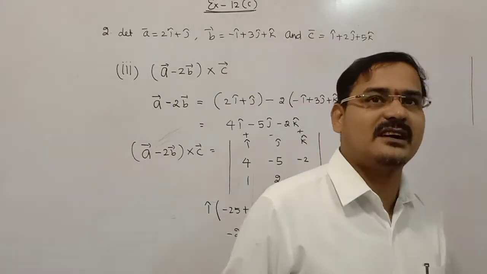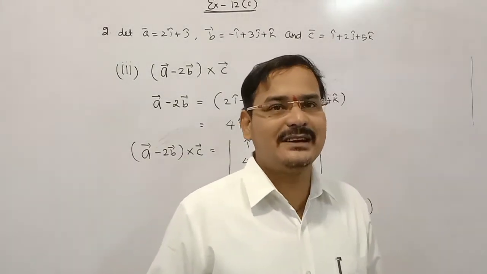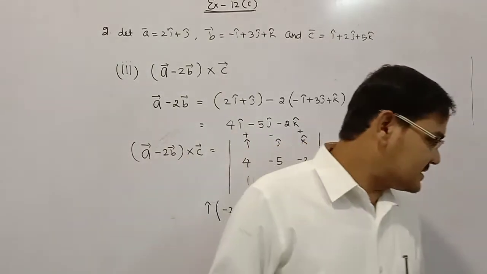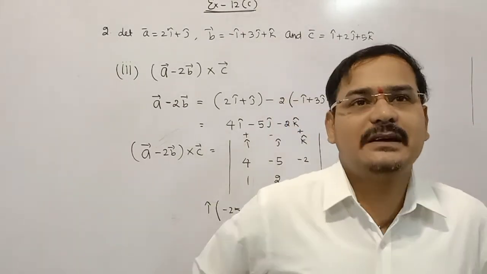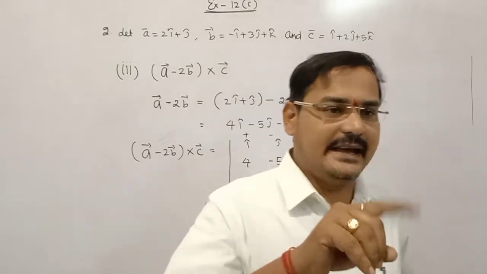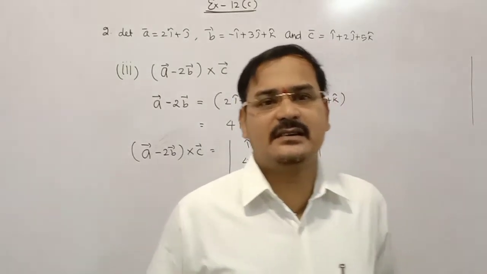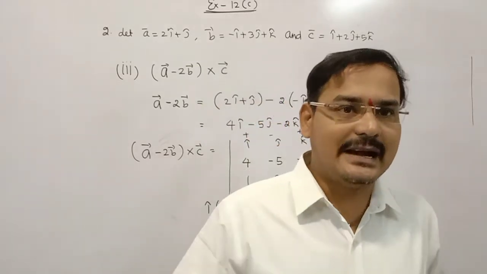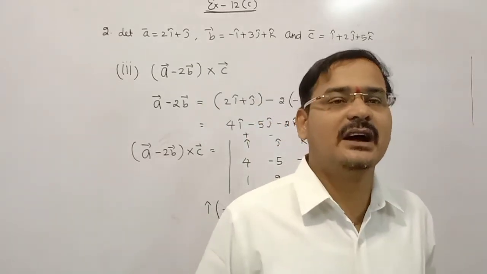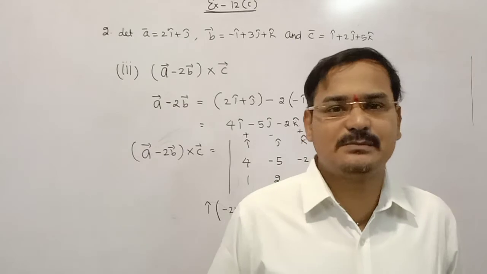The next problem is asking about the concept of a unit vector perpendicular to the vectors. What does that mean? You know that a bar cross b bar is a vector which is always perpendicular to a bar and b bar. And he is asking for the unit vector, so first of all, you find a bar cross b bar.